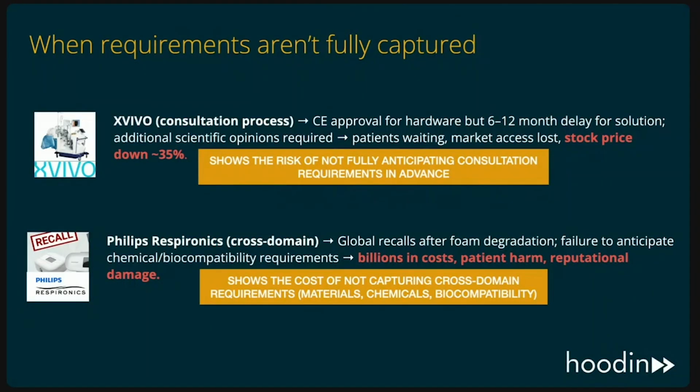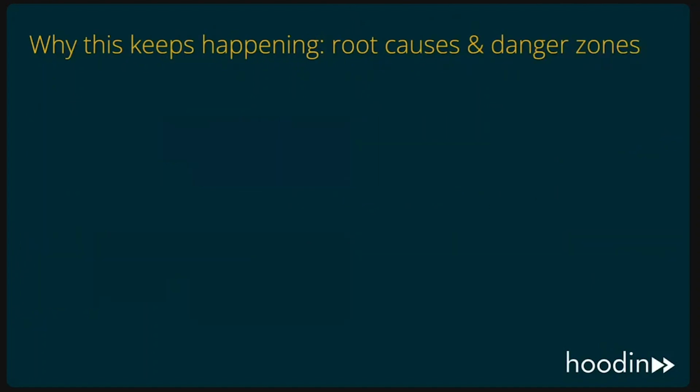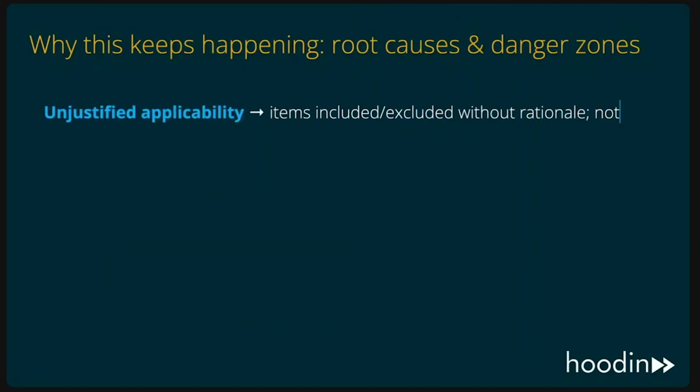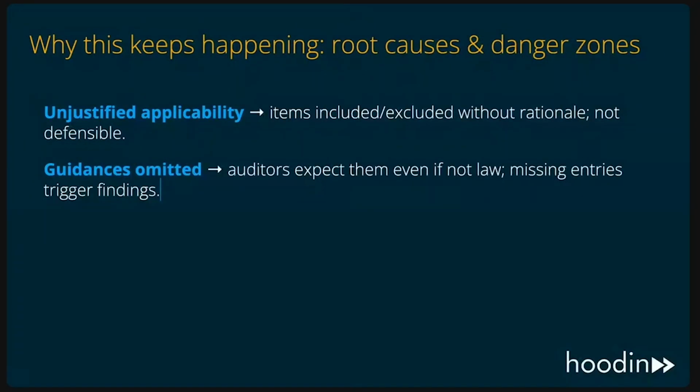Another thing that I often see, we'll get into the reasons why this keeps happening, and maybe it's in here. Yeah, root causes and danger zones. So unjustified applicability: items included or excluded without proper rationale. I wouldn't say without rationale, because if that happens, you're really on thin ice. And then you have guidances omitted. So auditors expect them. I think I've said this enough already.